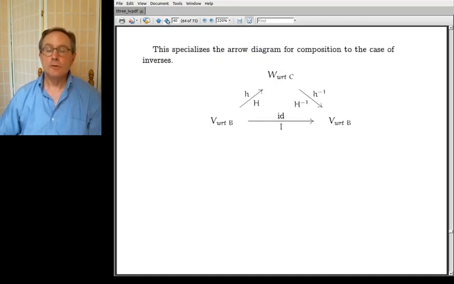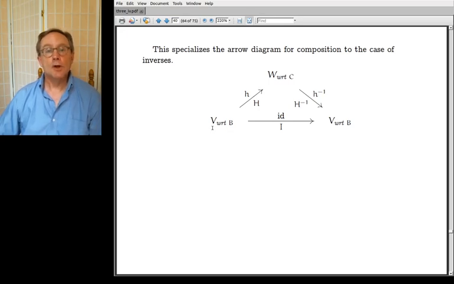Okay, so this is material that we didn't see last time. I took the regular function composition arrow diagram that we saw when we were doing matrix multiplication, and I specialized it to the case of the identity map, when the function composition is the identity map. And that's what we're looking at. If you do H first and then follow it with H inverse, you get the identity function.